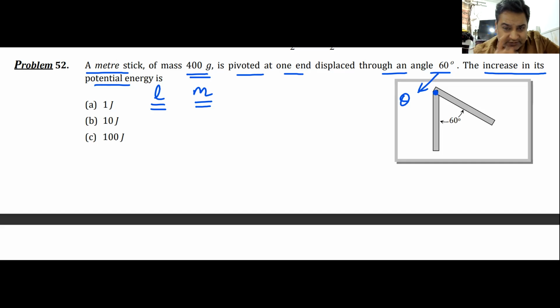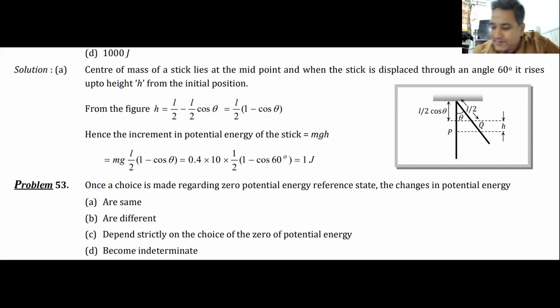Well done. But instead of giving the answer as 1 joule, give the answer in terms of M, L, and theta. That would be more general, beta. mgL by 2 into 1 minus cos theta. That is absolutely correct. Well done, beta. How did you do it? Please tell me, how did you do it?